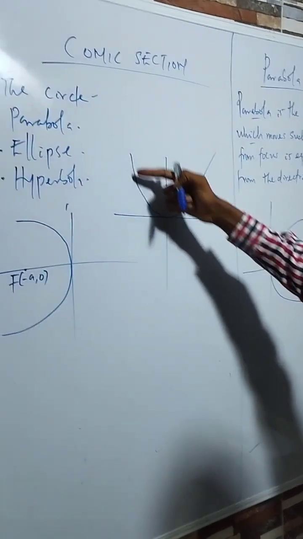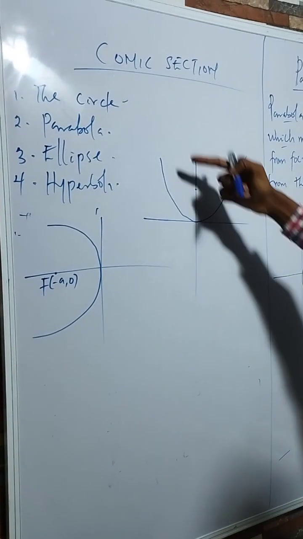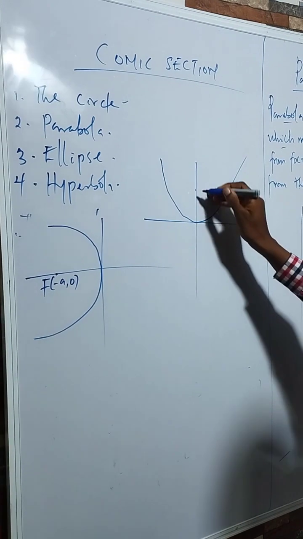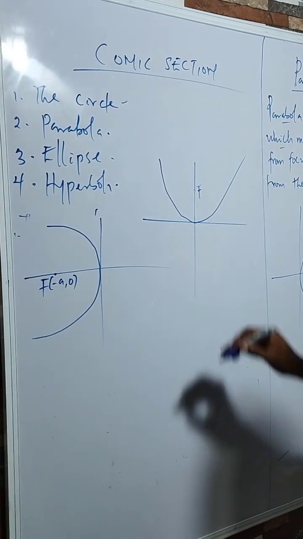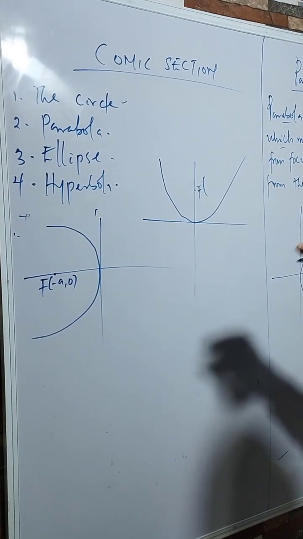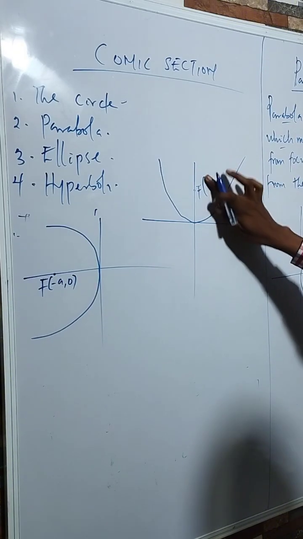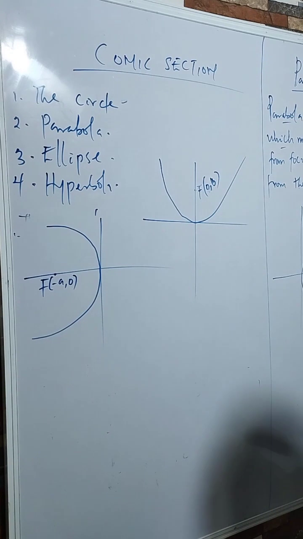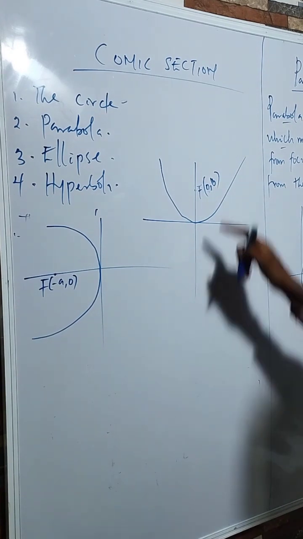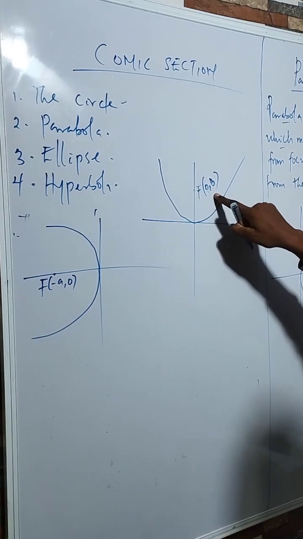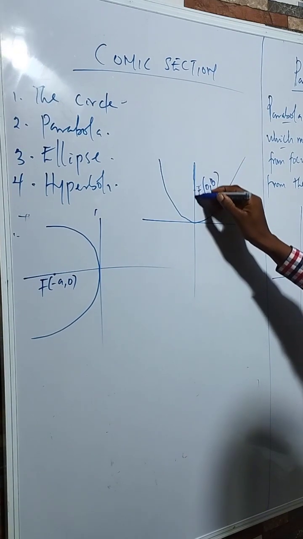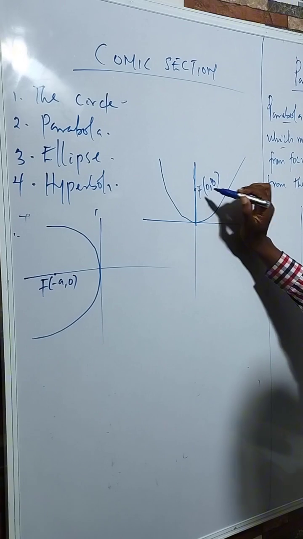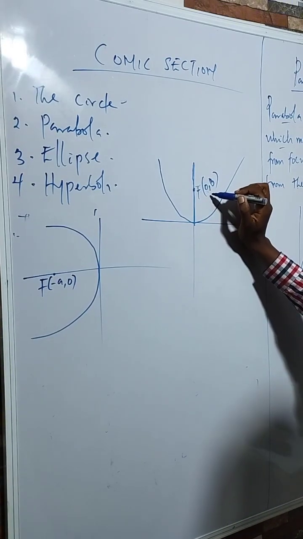Now, looking at this one, it is also a parabola, facing the positive y. On the positive y, the focus will be F equals (0, b). Why did I say F equals (0, b)? Why are we using this here? Y is the only one that has a value here. The x does not have a value.